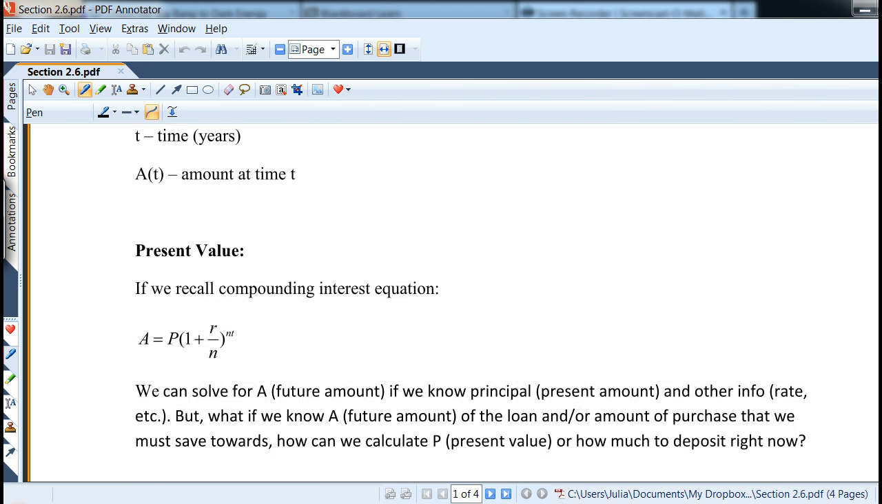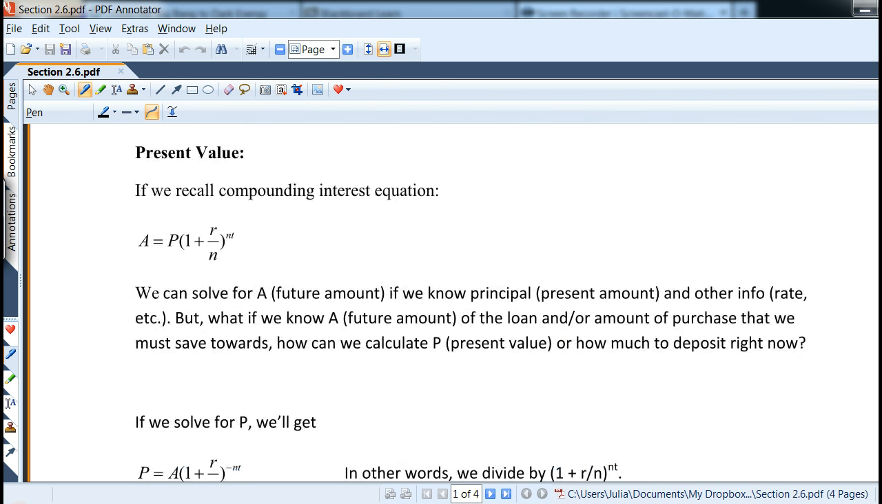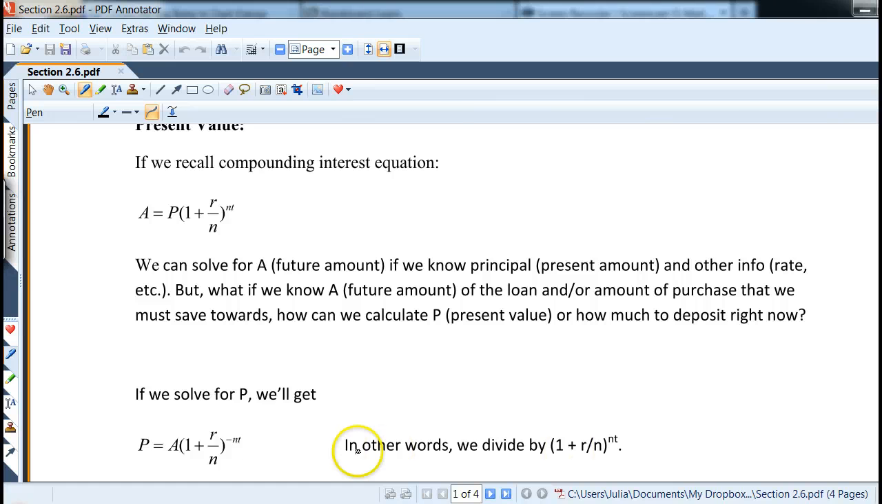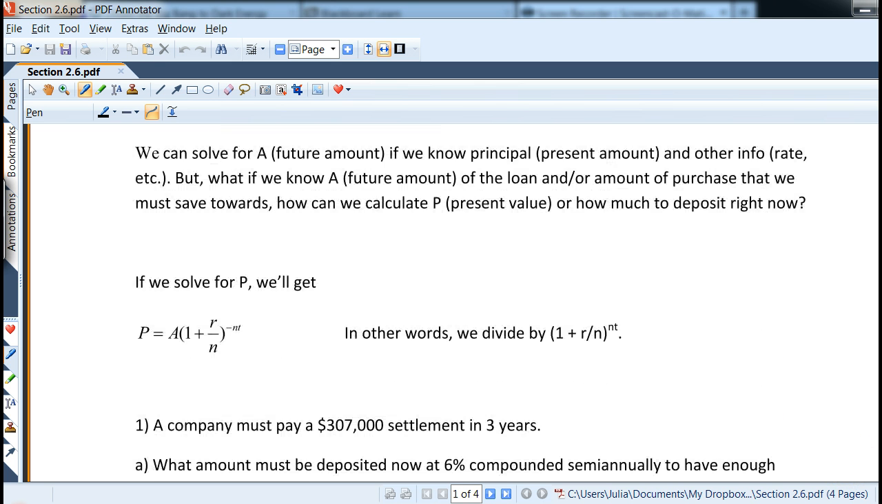And you can either plug in A and try to solve for P, or it's a little bit easier if you do it right away. So notice if you divide both sides by this portion, 1 plus r over n to the nt power, instead of the division, note how we can write it with a negative exponent here. And now we can have the equation for present value or principal. It's really the same idea. So let's take a look at how we can use this in a problem.